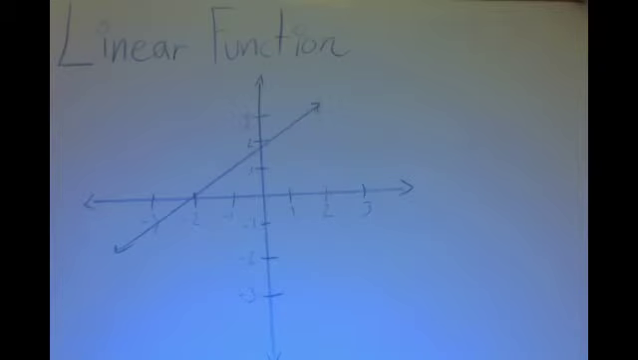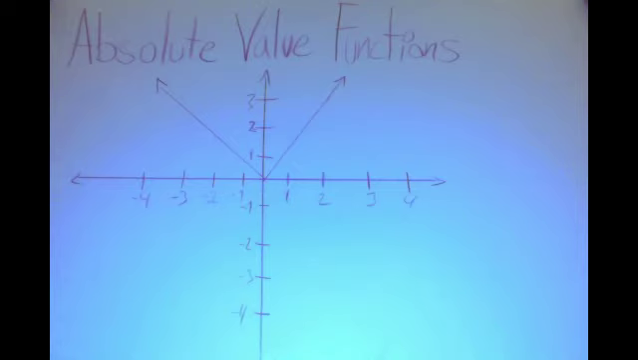The next type of function is the linear function. The linear function can be positive or negative, and it has different types of rises over runs, so it's always different. The last kind of function is the absolute value function. Now, this function is sort of like a linear function, except that it is v-shaped instead of just one line.